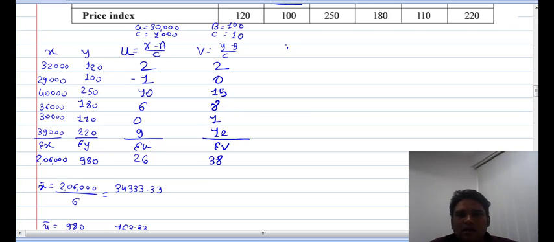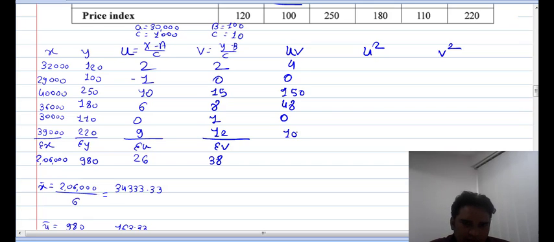Now x and y are converted into u and v. Now you know the rest of the procedure: u, v, u square and v square. So 2 2s are 4, this is 0, 15 into 10, 15, 8 6s are 48, 0, 12 9s are 108, and sigma uv would come to 310.